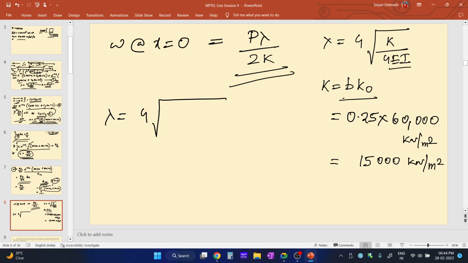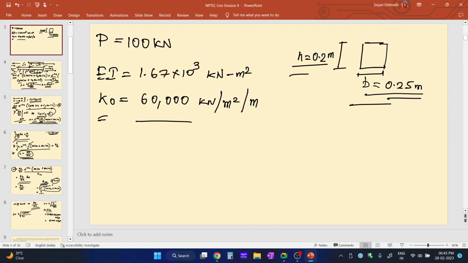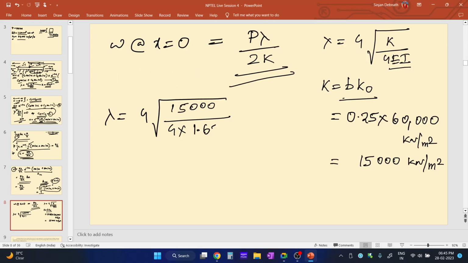Okay. So now let me just put it into this equation. So lambda is equal to the fourth root of 15,000 divided by 4 into EI. So EI is also given over here, 1.67 into 10 to the power 3. So if we calculate this, we will get lambda equal to 1.224. And the unit of lambda is per meter, that means meter to the power minus 1.